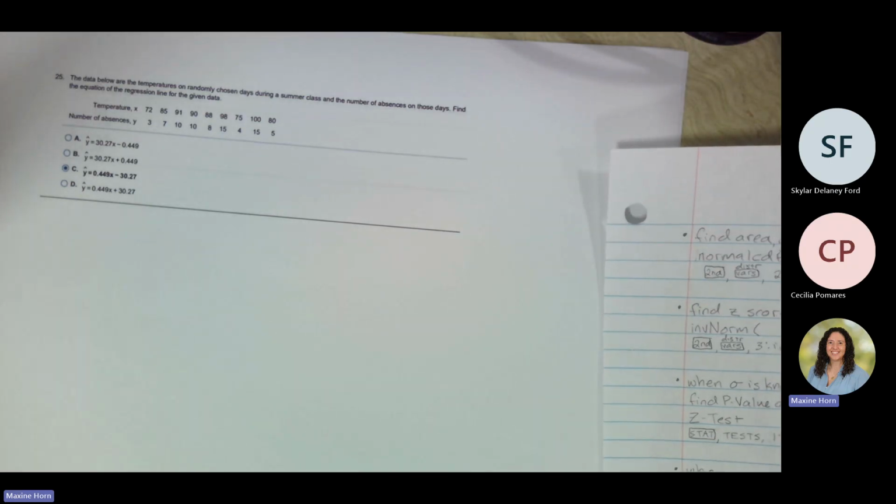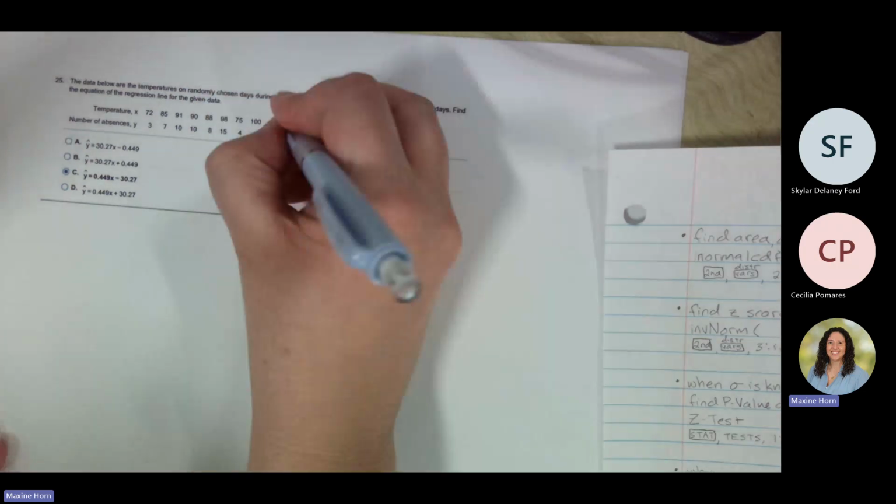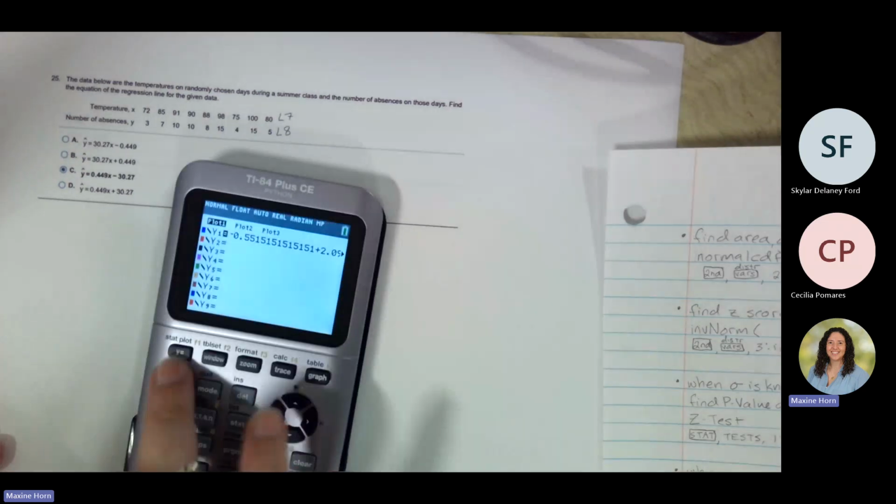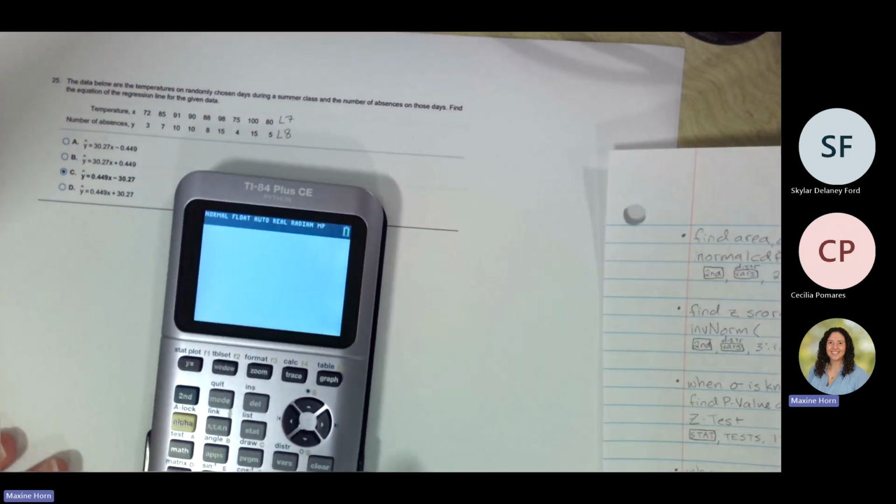Okay, 25. We're getting there. The data below are the temperatures on randomly chosen days during a summer class and the number of absences on those days. Find the equation of the regression line for the given data. So same type of thing, right? So let's see, what list did I put these in? So I went all the way to, I created a list 7 and list 8. I'm not going to tell you how to do that. You guys won't need to do that.